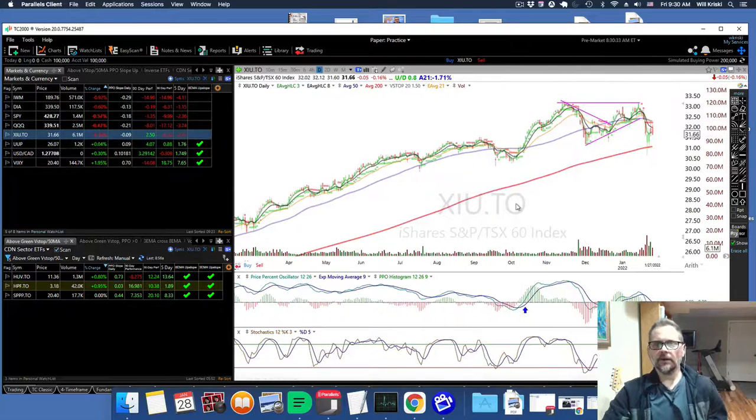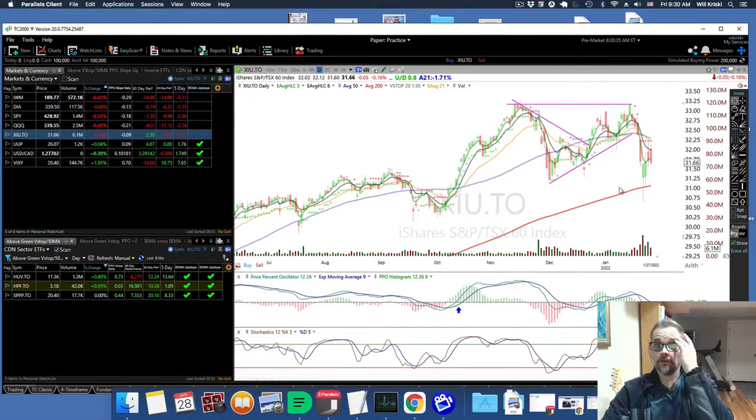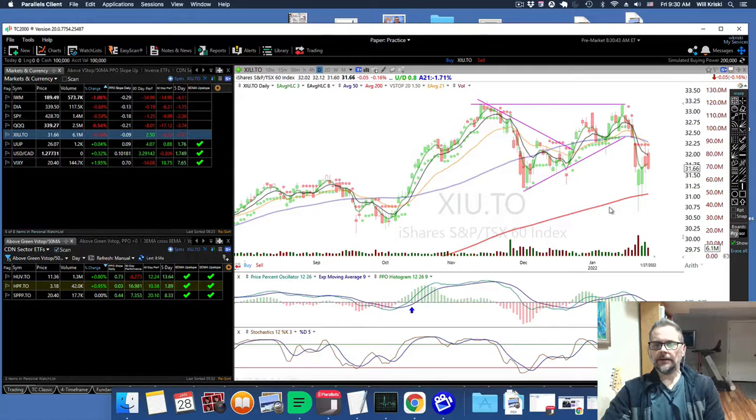Let's look at the Canadian markets. Pretty volatile. You can see big candles up and down, so it's not great for trying to swing trade momentum, which is what I do. And we're below the 50, which is curved down, and this momentum is heading downward. So all that looks pretty bad.